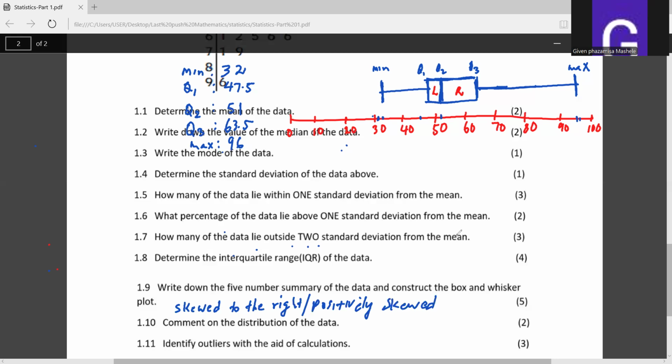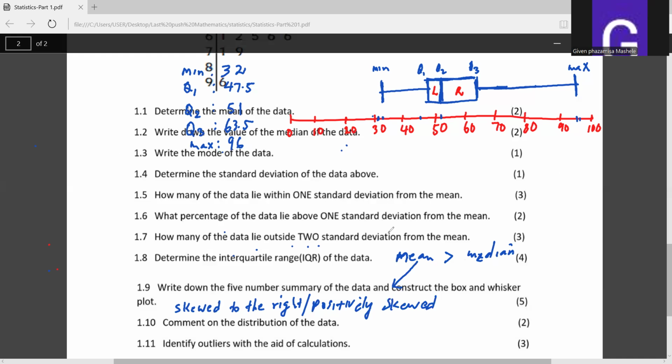Remember, even if we do not construct a box and whisker plot, by just comparing the mean and the median, if the mean is bigger than the median, and usually even bigger than the mode, but let's talk about the median. If the mean is higher than the median, we have skewed to the right. If the mean is less than the median, then it's skewed to the left. If they're equal, then it's symmetrical.